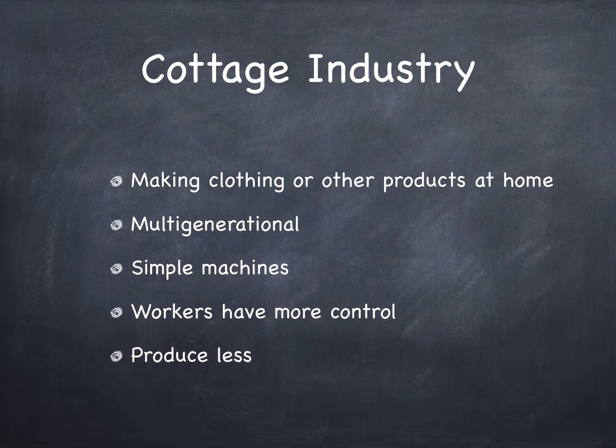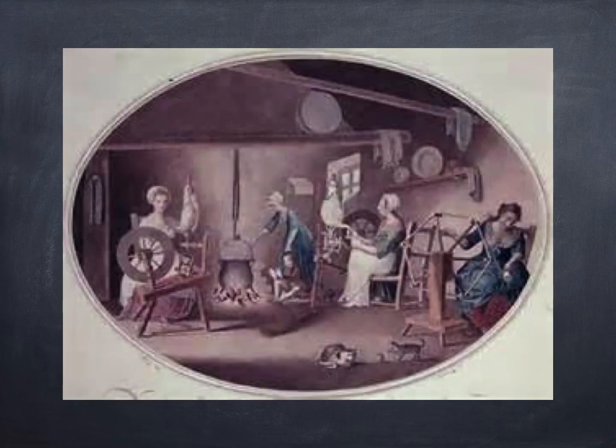You would produce less. And in this cottage industry, oftentimes to make money, one family would be the thread spinning family, and they would just spin thread, spin thread, spin thread, and then they would sell their thread to another family who would weave and make it into cloth, and then another family would maybe make it into clothing. So here's a family spinning and weaving at home.